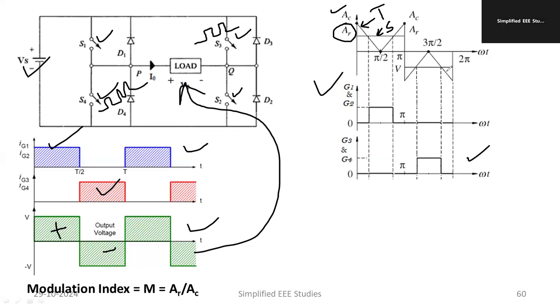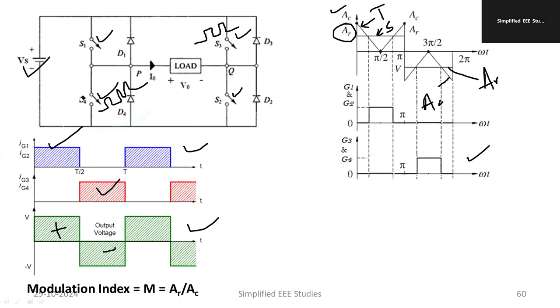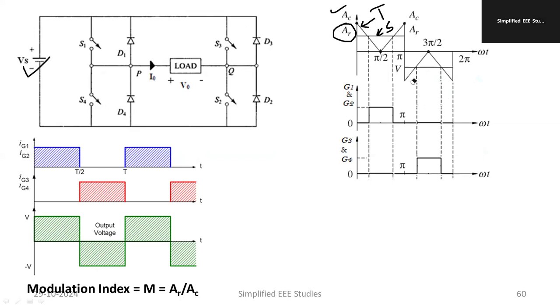So this is your AC, and this will be the AR. The difference between the signals is fed as a pulse, and that can be used to turn on the particular switches. This is the way you generate the single pulse. Please do remember how to generate the single pulse by comparing these two signals. Please refer to this diagram so that you can understand the concept clearly. Any clarification, use the comment box.